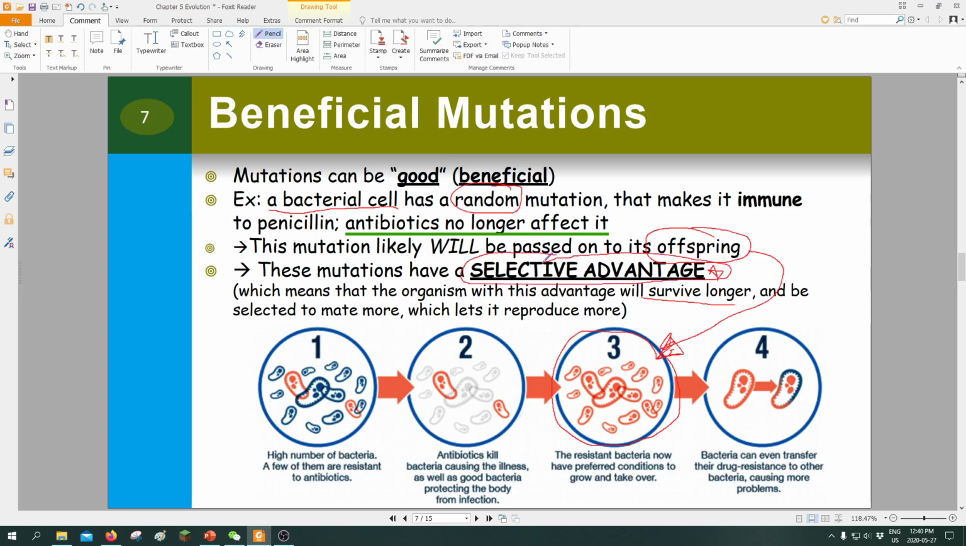Okay. Now, this is very good for the bacteria, very bad for us, okay? So if we have a lot of bacteria over here and some of them are resistant to antibiotics, antibiotics can kill most of the bacteria. However, because of random mutations, some bacteria are immune and they stay alive. When they stay alive, they mate, okay? And when they mate, more bacteria are created with these antibiotic resistant genes.